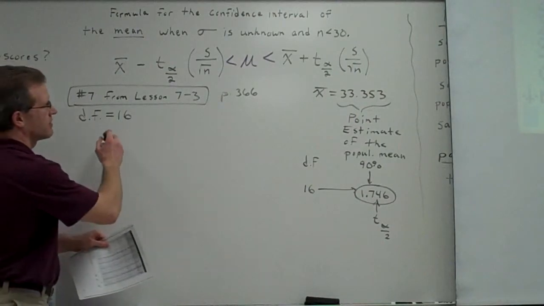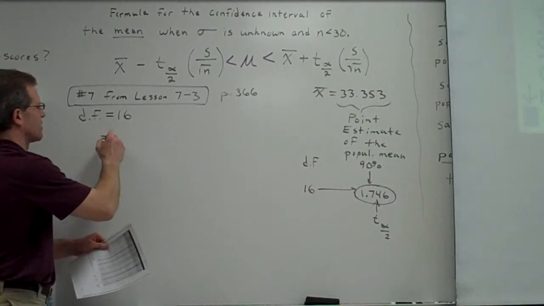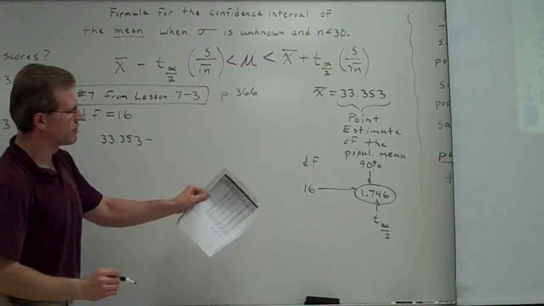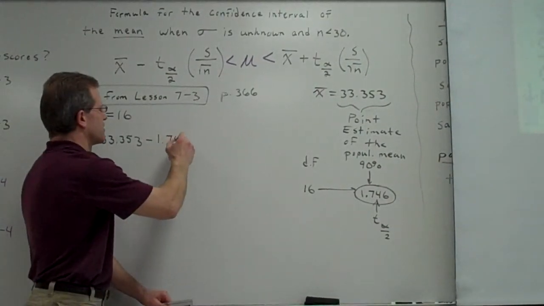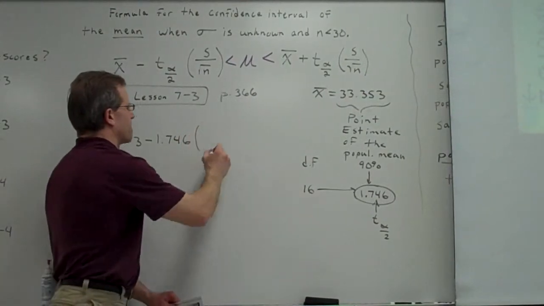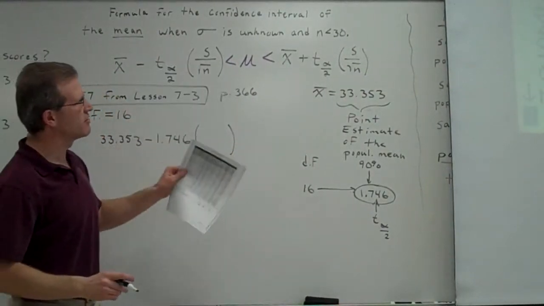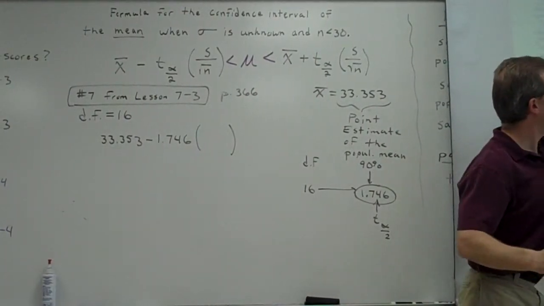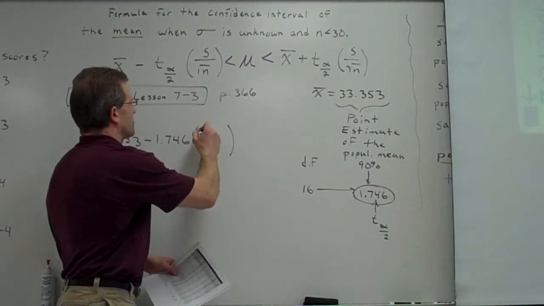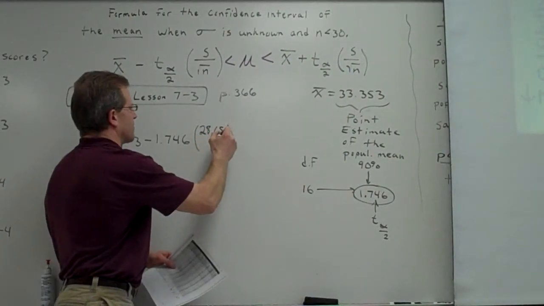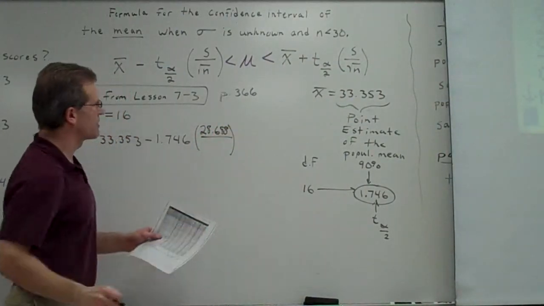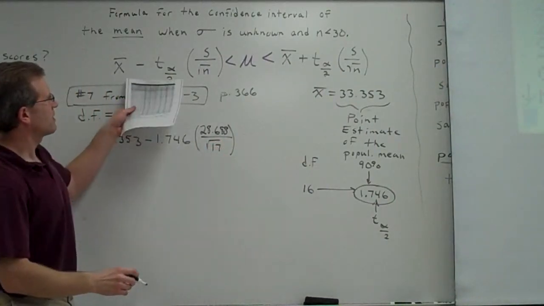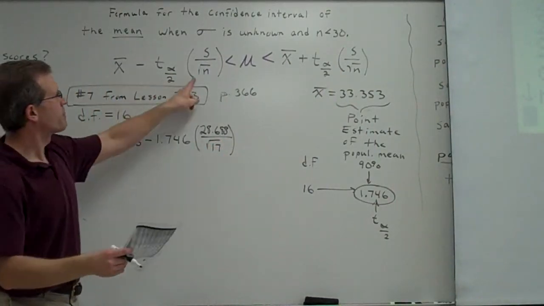X bar is 33.353 minus your t-score, 1.746, times your standard deviation, which is your S right here, 28.688, divided by the square root of n, square root of 17. So that'll take care of the left side of our formula.